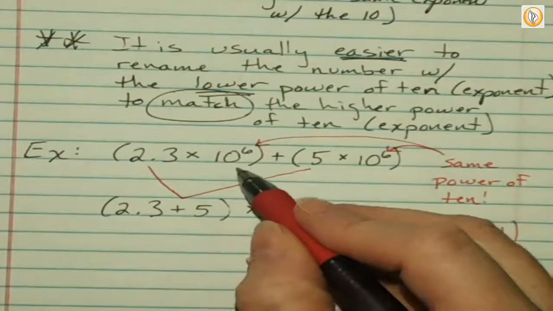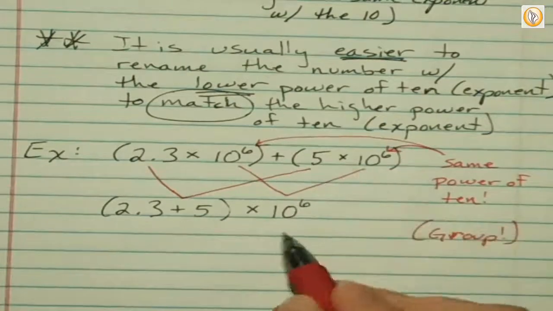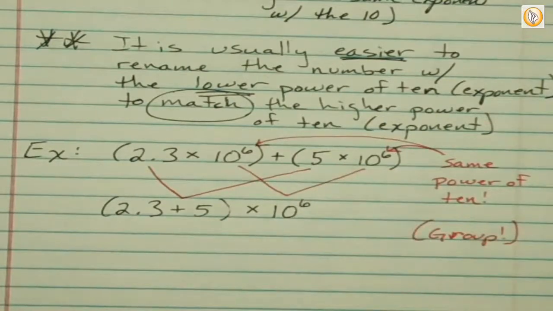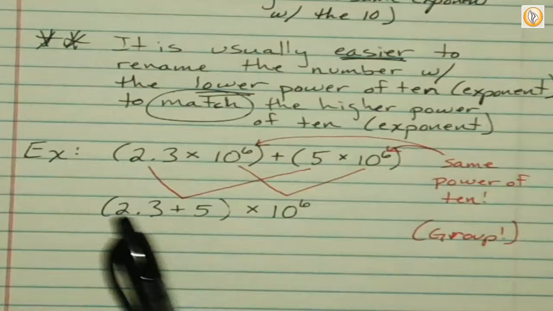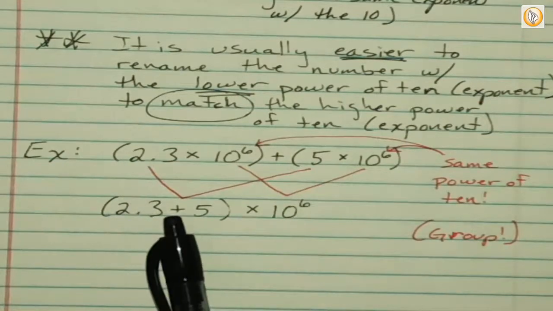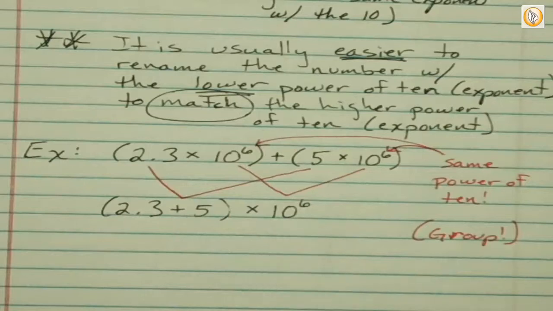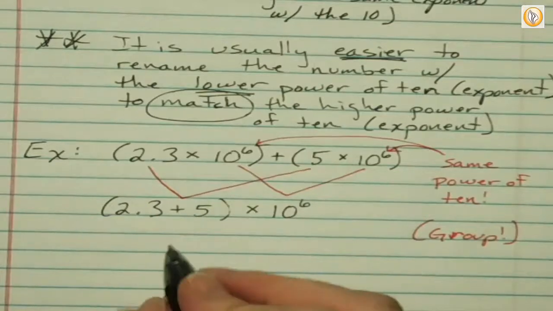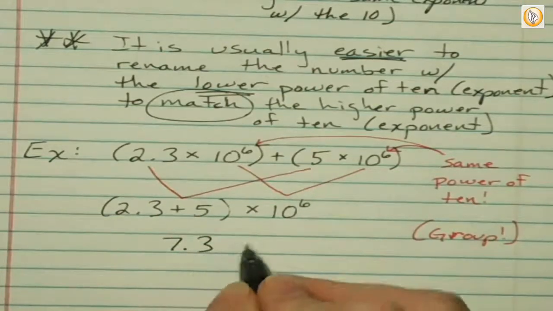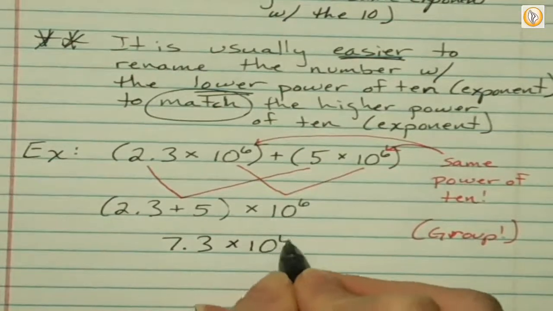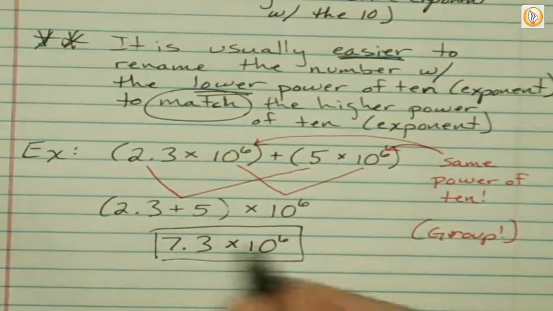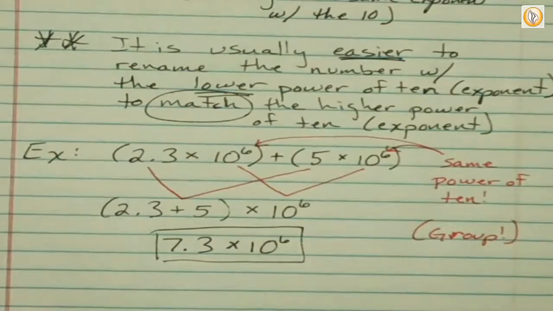So I'll even just put this little arrow here. You don't have to do any work, no combining, no nothing. You're just combining the two numbers, and we're adding because we're adding. And then we just bring that 10 to the 6th power down. So 2.3 plus 5, raise your hand. Franz? 7.3. 7.3 times 10 to the 6th power. And that's our answer.